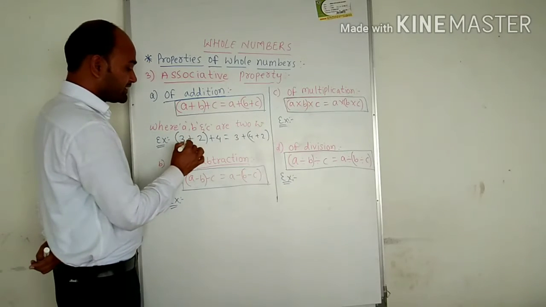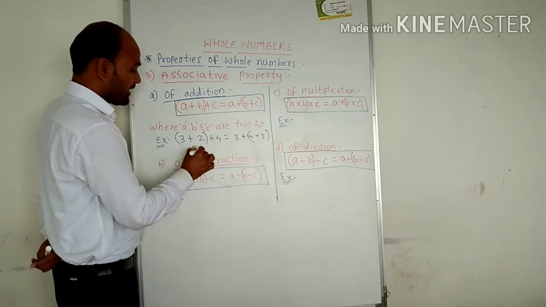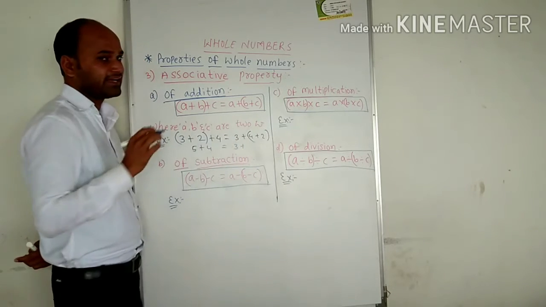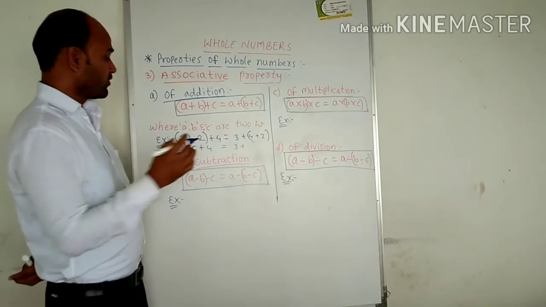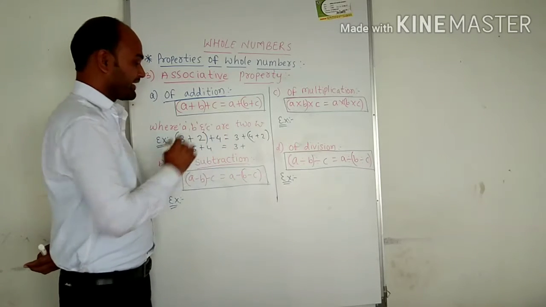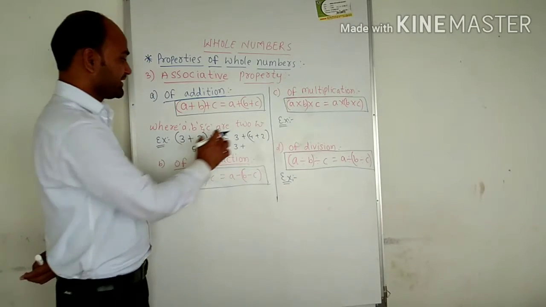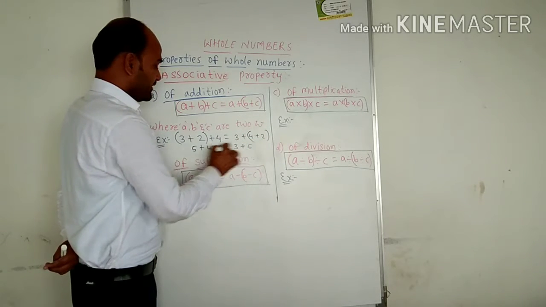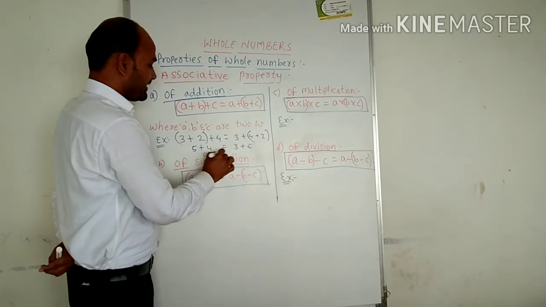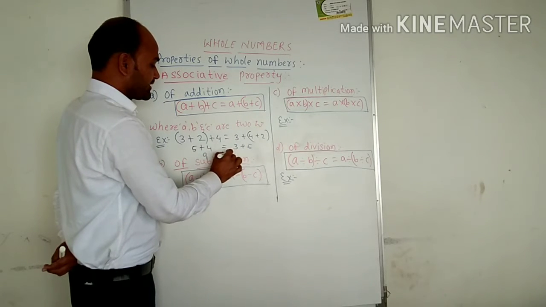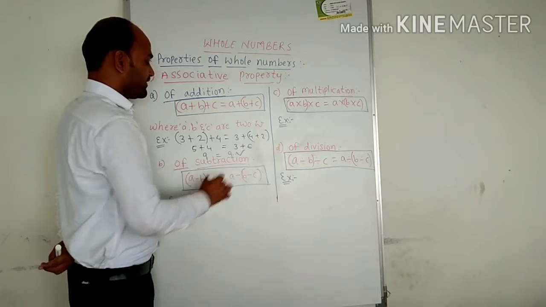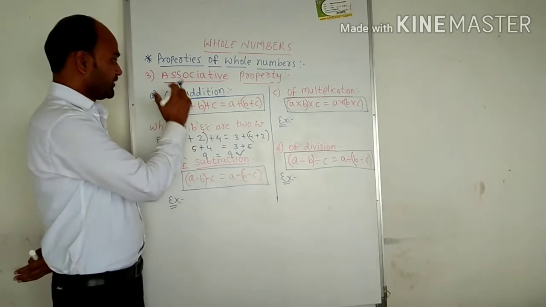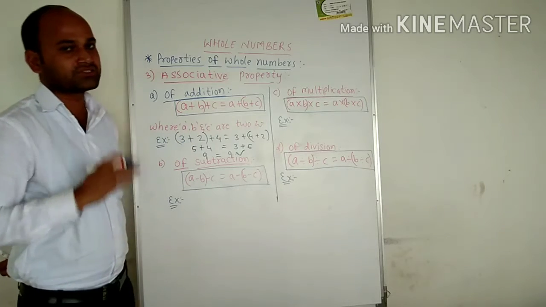Let me see here, 3 plus 2 becomes 5. We have to solve the bracket first, according to the BODMAS rule. So we are doing the same here. 5 plus 4 becomes 9, 4 plus 2 becomes 6, and 3 plus 6 becomes 9. These two are the same. It means the associative property of addition is satisfied.